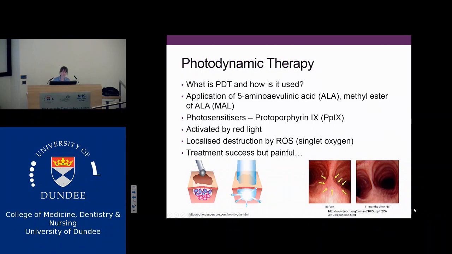A light is shown, and the light activates it and causes reactive oxygen species to be produced. Mainly in PDT, it is singlet oxygen as a reactive species. The singlet oxygen causes localized destruction of cell membranes, DNA, and mitochondria. This treatment is very successful.